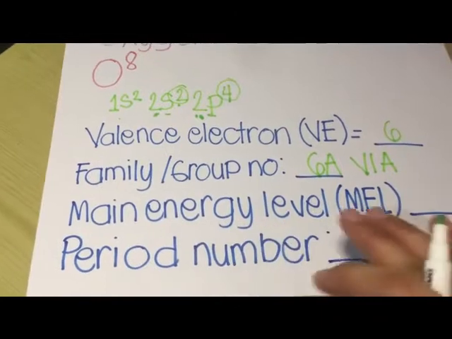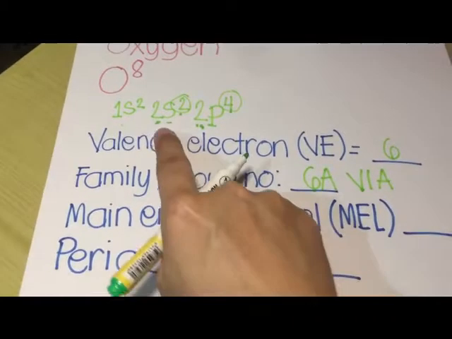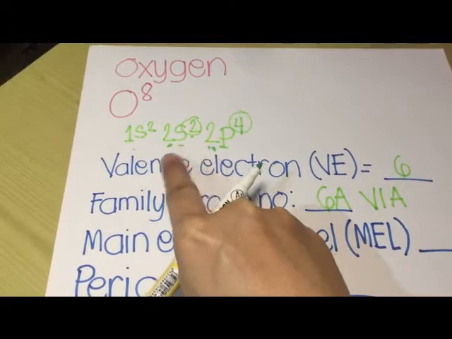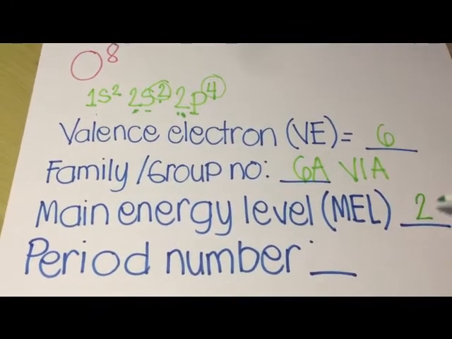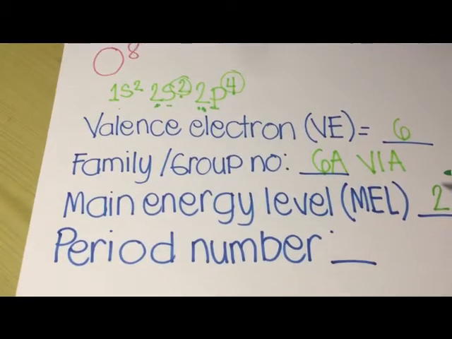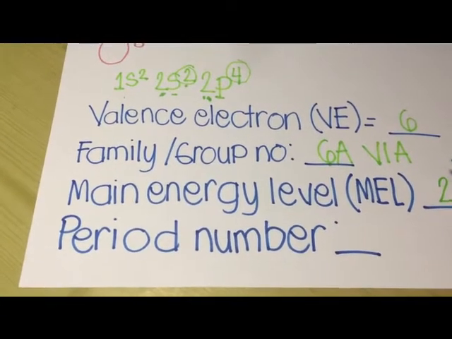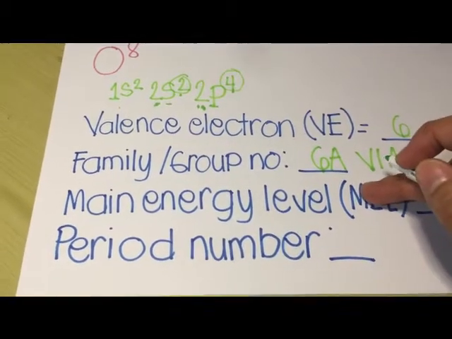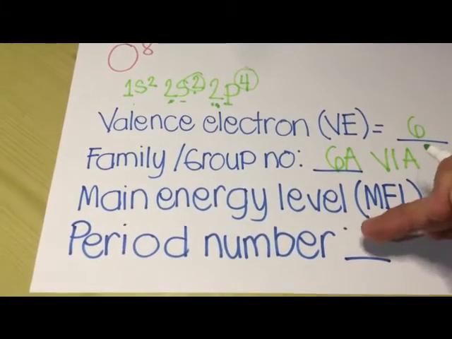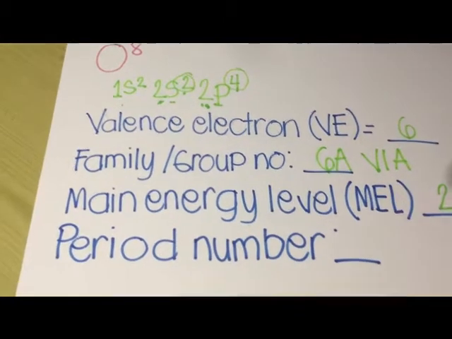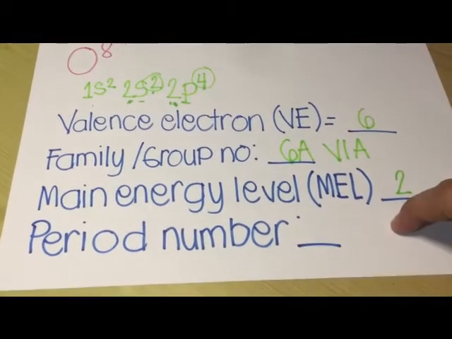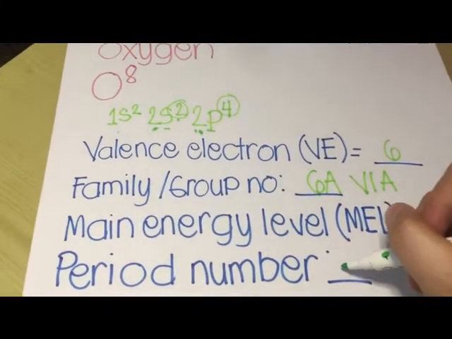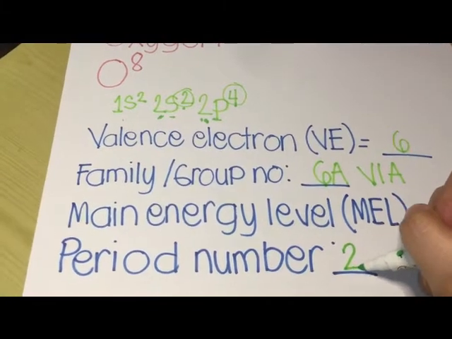Now, main energy level or MEL, what is the highest energy level we have here? We have 2, right? So, 2 is its main energy level. Period number, what is its period number? Main energy level or principal energy level and period number are also equal to each other. So, whatever your main energy level is, that is also your period number. So, oxygen belongs to period 2.